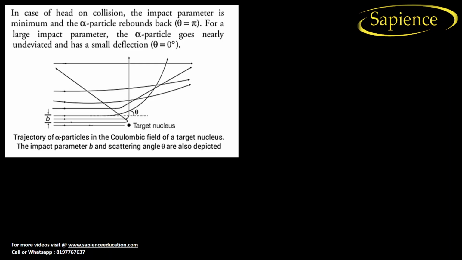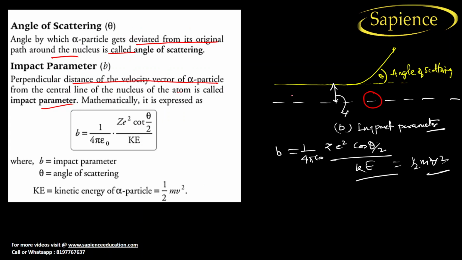Now the very important thing: in case of a head-on collision, meaning the alpha particle directly strikes the target, the impact parameter is minimum, that is, the alpha particle rebounds back. Why is the impact parameter minimum? See, whenever the alpha particle is in head-on collision, head-on collision means the distance between the central line and the alpha particle's path is 0 or less than 0, then only there will be a head-on collision. Head-on collision means it will come back in the same path, right?